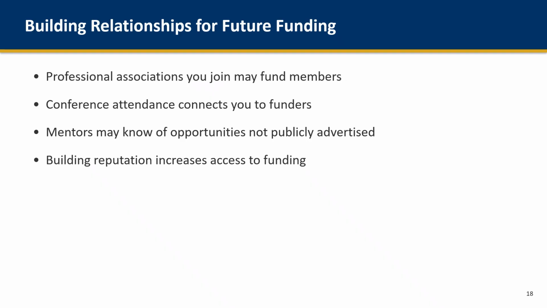Mentors and faculty may know of opportunities not publicly advertised. Some funding is awarded informally or through nomination. Maintaining good relationships with faculty can lead to their advocating for you or nominating you for awards you didn't know existed. Building your reputation in your field increases access to funding over time. As you publish, present, and become known, organizations seek you out for awards and opportunities. Early career investment in visibility pays dividends throughout your career.